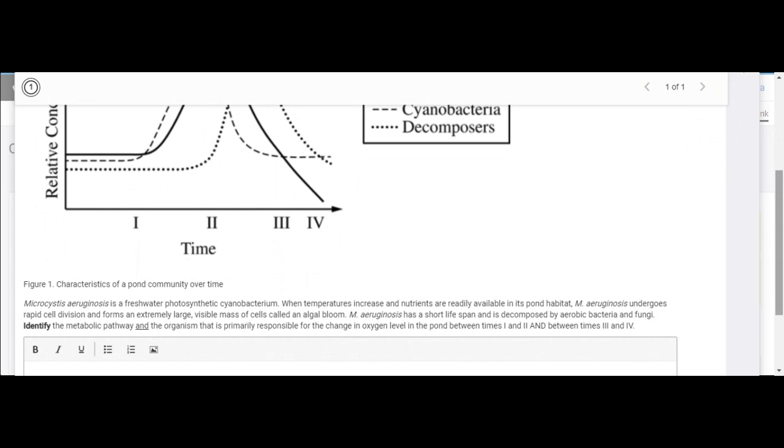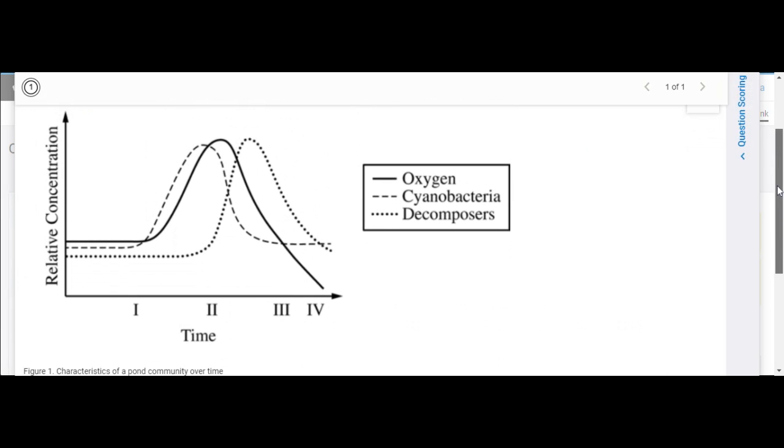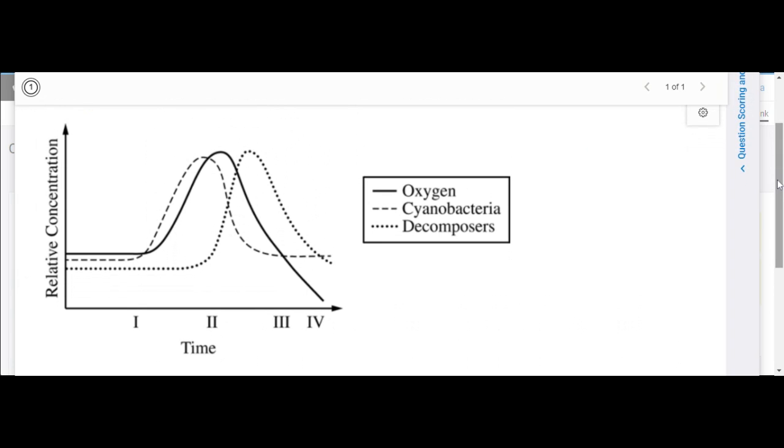So it says identify, right? It doesn't say explain, it just says identify. Now that doesn't mean that you can just say 2 words and 2 words and be done. You have to do this in complete sentences.